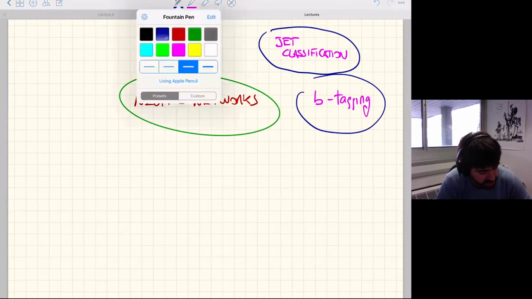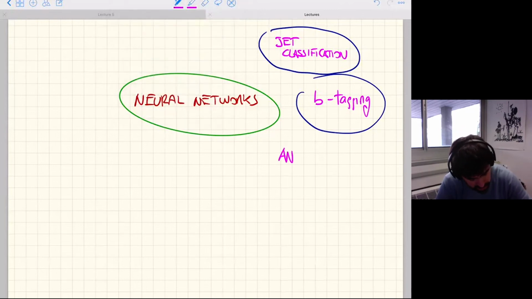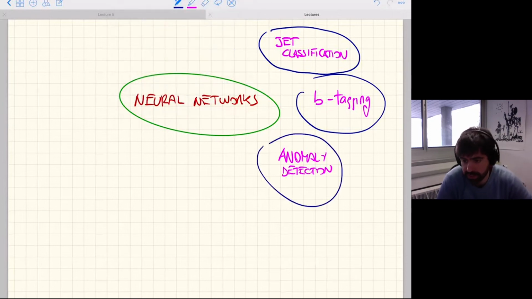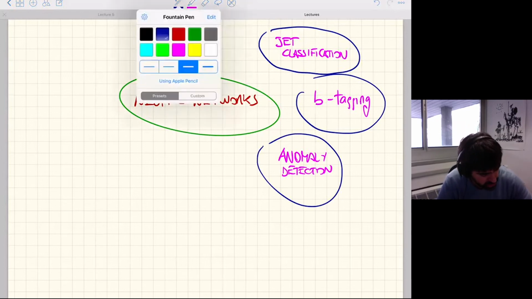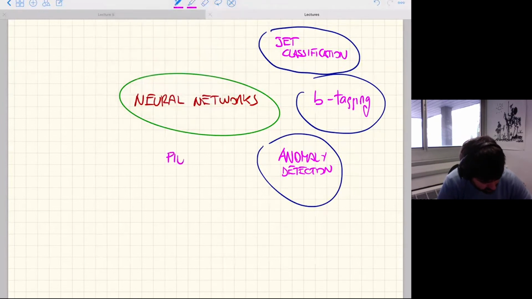In the context of BSM, there are many people active on anomaly detection. So I have a large data set. Can I find something anomalous in my data set without biasing my analysis with a particular BSM process? Again, in the context of jets, another thing I can think of is pileup subtraction. This is also done using a lot of machine learning.